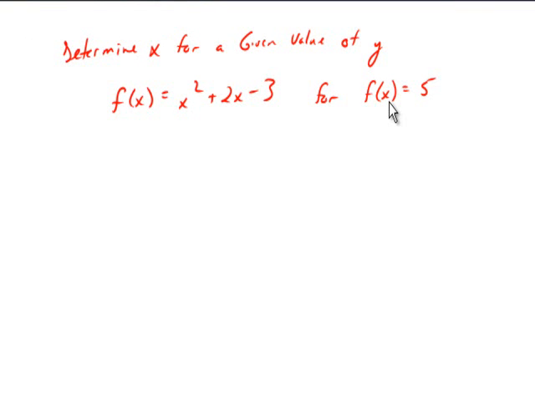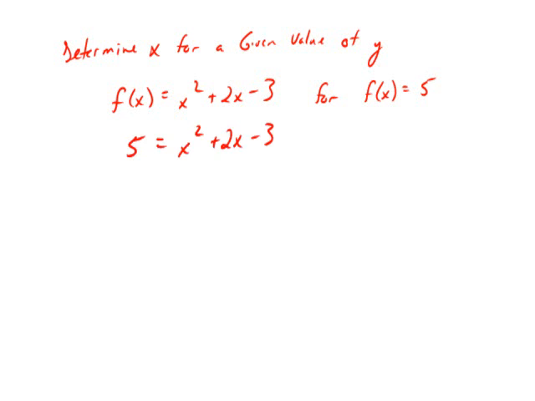In this lesson, we'll determine an x value for a given value of y in a function. In my example, f of x equals x squared plus 2x minus 3, I want to determine the x value needed when f of x is equal to 5. To do this, I can take the 5 and replace f of x with 5. In other words, my y value is equal to 5. What x value would give me that y value?